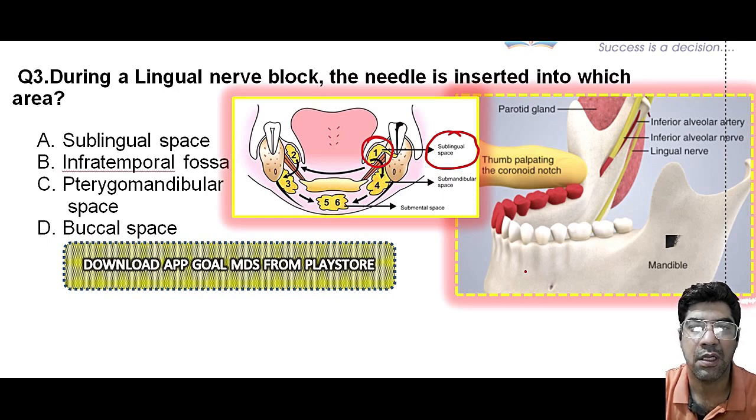This nerve block technique is used to anesthetize the lingual nerve, which provides the sensory innervation to the anterior 2/3 of the tongue. So the solution is injected into the sublingual space to block the nerve effectively.